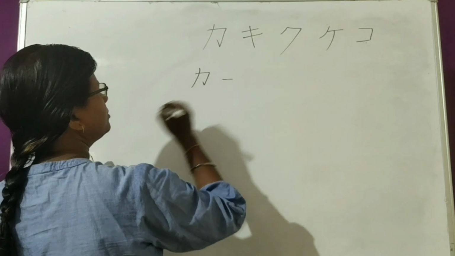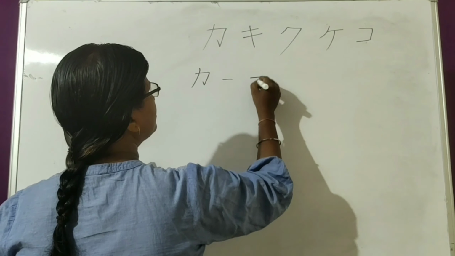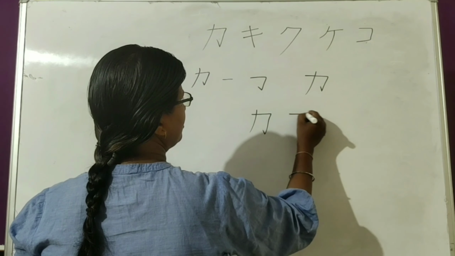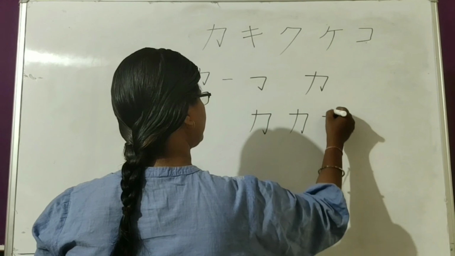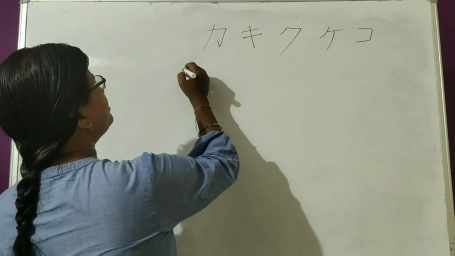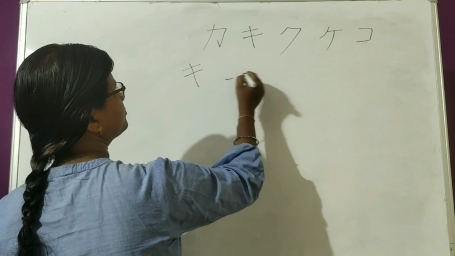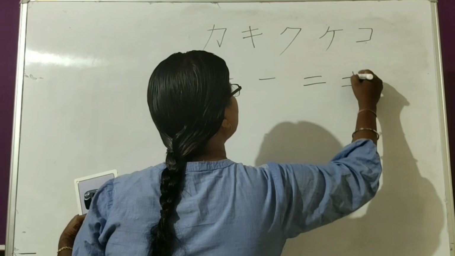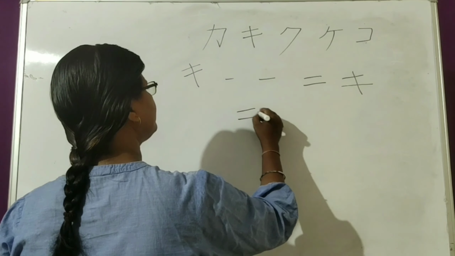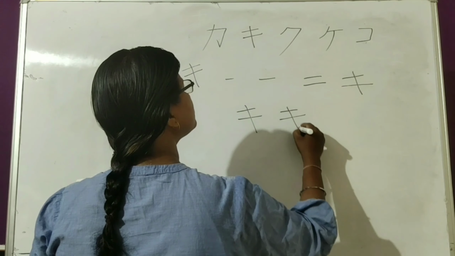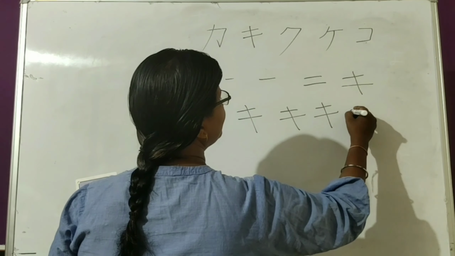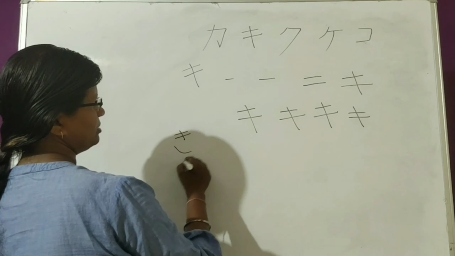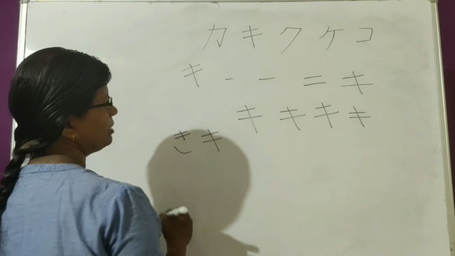Ka. First stroke, second stroke. Ka. After ka, it is ki. First stroke, second stroke, third stroke. Ki. Writing katakana also very easy. Ki. Okay. Hiragana ki is like this, but katakana ki is like this.